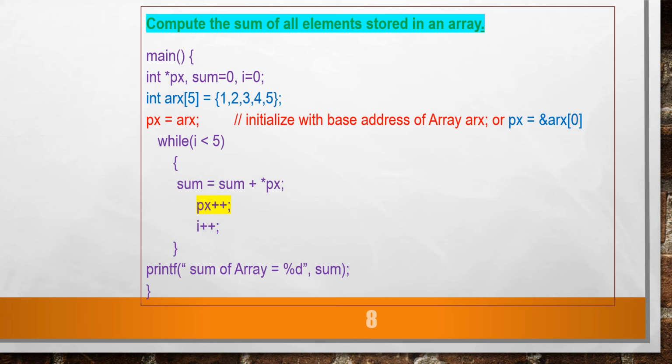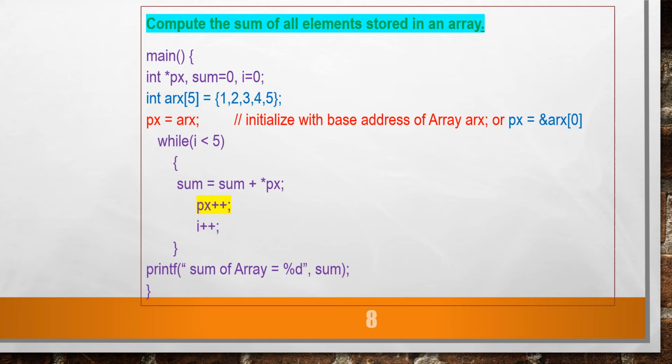So let us discuss an example. Main function, opening braces, int *px, sum = 0, i = 0. int arx[5] = {1, 2, 3, 4, 5}. So we have a pointer variable and an array by the name arx.